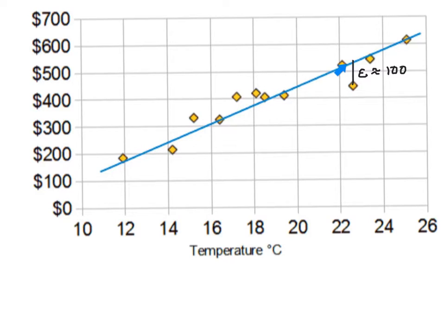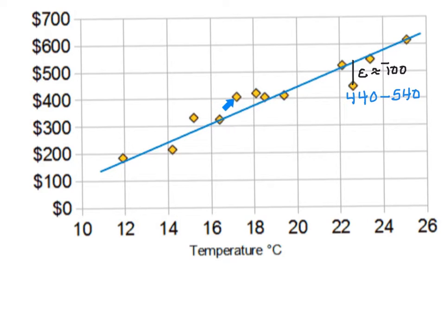This error is our actual value minus our prediction value. That makes this a negative 100, because our actual value for the point is approximately 440 minus the height of the line, which is approximately 540, and so the difference is a negative 100.